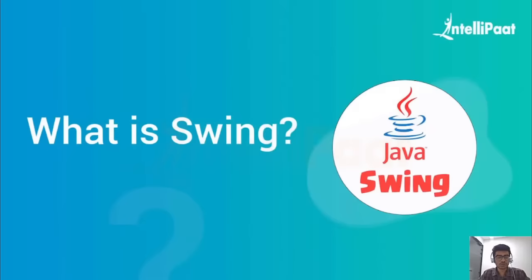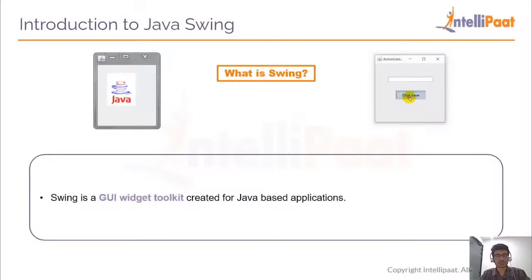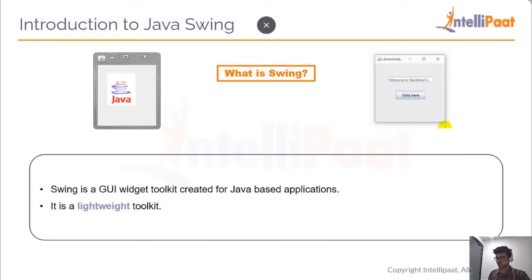Now the first topic, what exactly is Swing? Swing is a graphical user interface widget toolkit created for Java based applications. You can also say it is a graphical user interface or GUI framework for Java based applications. So it is a toolkit that contains several components like text boxes, buttons, labels, etc. Using all those pre-built components, you can build a user interface. And it is also a lightweight toolkit.